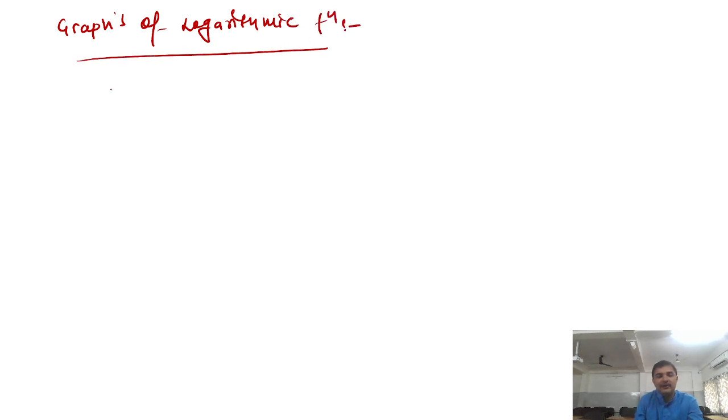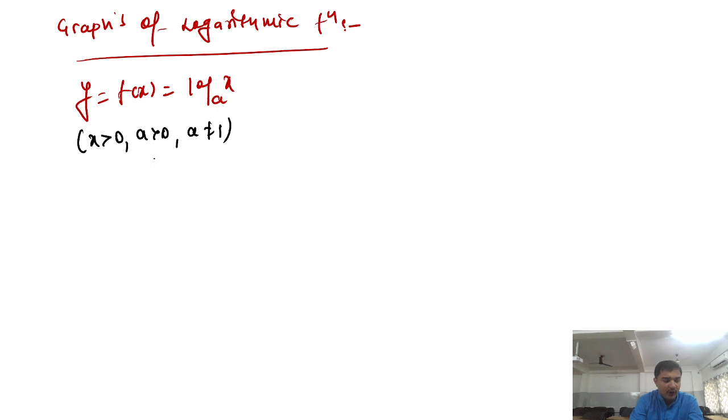Graphs of logarithmic functions. Let's say we have the logarithmic function y is equal to f of x, which is actually equal to log x base a. Provided three conditions we will always keep in mind: x greater than 0, a greater than 0, a not equal to 1. If we want to define a logarithm, we always take care of these three conditions. In that case, we make two cases over here. Case 1.